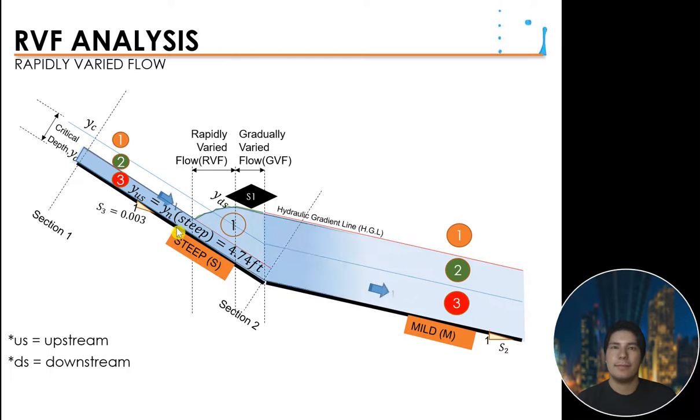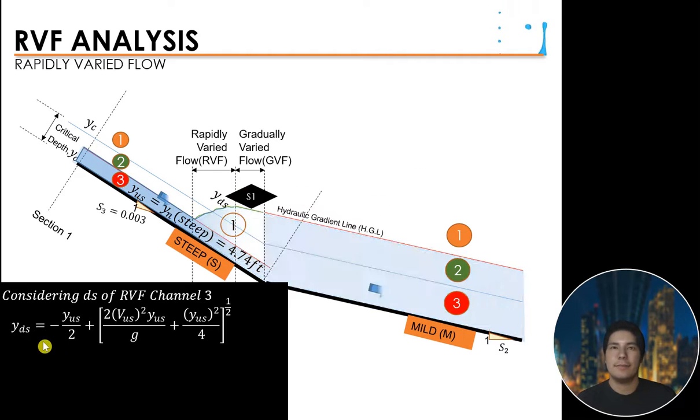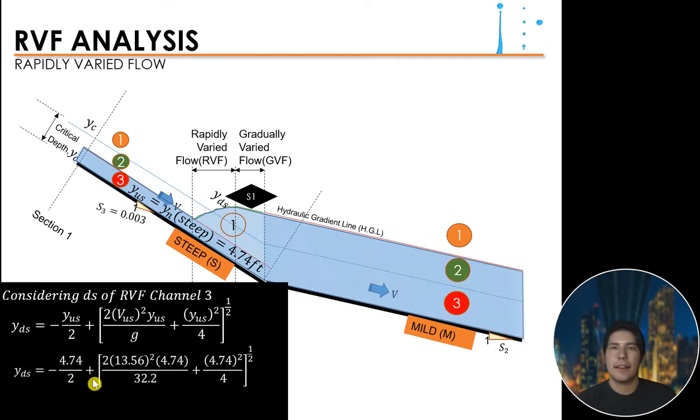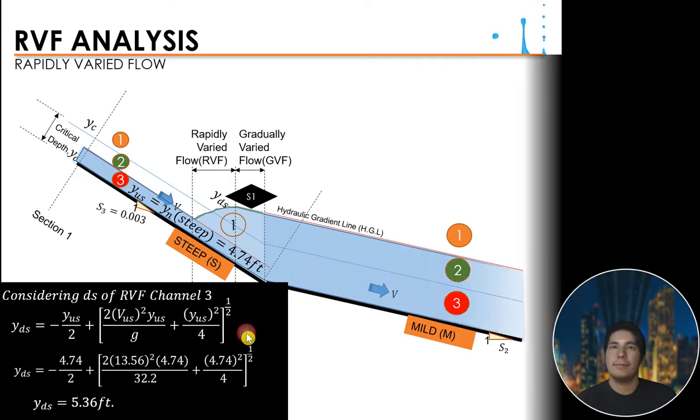So the YUS of our hydraulic jump is, again, equal to the YN of the steep, which is 4.74 feet. The only issue is our sequent depth YDS. Anyway, we have a formula for that and we can compute for that. So for YDS, we have this upstream, 4.74, and the velocity is 13.56. It is all just substitution. So you have this YDS, which is 5.36 feet.